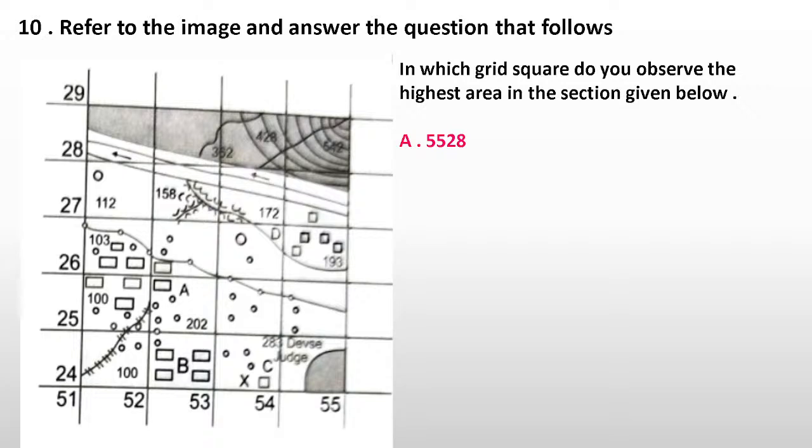A. 5528, B. 5428, C. 5529, D. 5429. So in which grid square do you observe the highest area? Come on, answer.